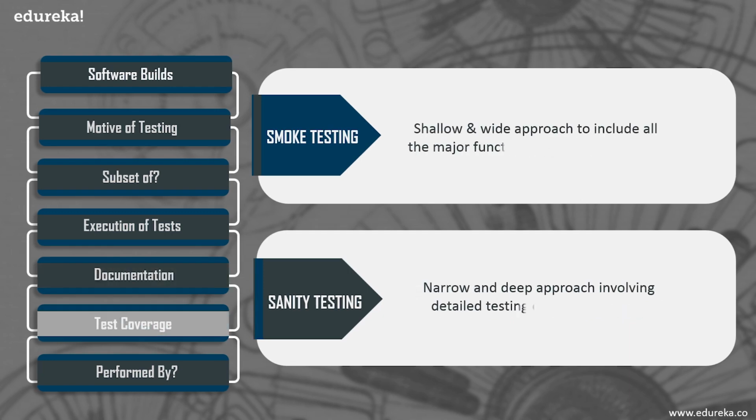And then comes the test coverage. Smoke testing is a shallow and wide approach to include all major functionalities without getting into detail. It may seem like a general type of testing covering all basic functionalities, whereas sanity testing is a narrow and deep approach involving detailed testing of functionalities and features. It's a specialized, more detail-oriented testing technique that focuses on a particular functionality or feature. Well, there are just two words to describe both the testings. Smoke testing is shallow and wide, whereas sanity testing is narrow and deep.